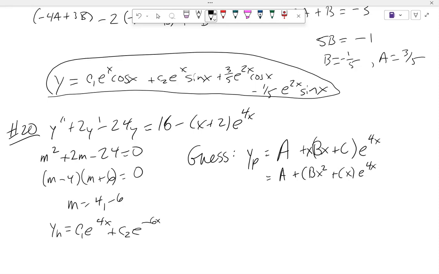Okay. So let's see if we can go through this mess. I need first and second derivatives. Good news is the a goes away after the first derivative.